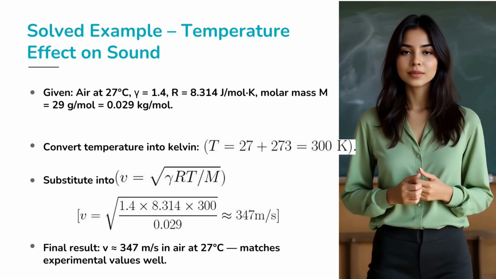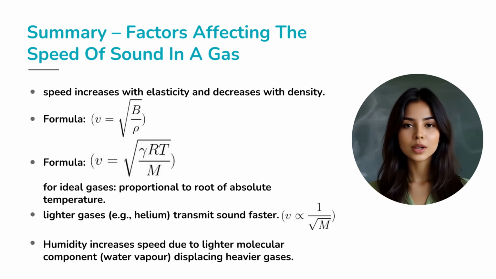Numbers don't lie. Alright, let's sum it all up like a physics rap, but with words. The speed of sound in a gas depends heavily on how elastic the gas is and how dense it is. We say V equals the square root of bulk modulus over density. More elasticity means faster sound, more density means slower sound. In ideal gases, we refine this to V equals the square root of gamma times R times T over M, highlighting that speed goes up with temperature, the hotter, the faster.